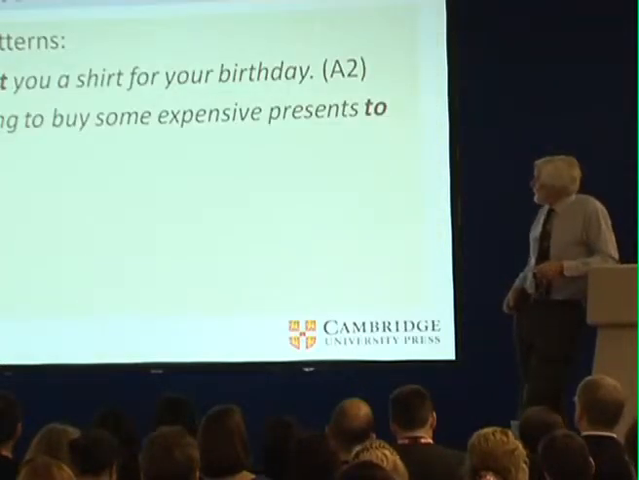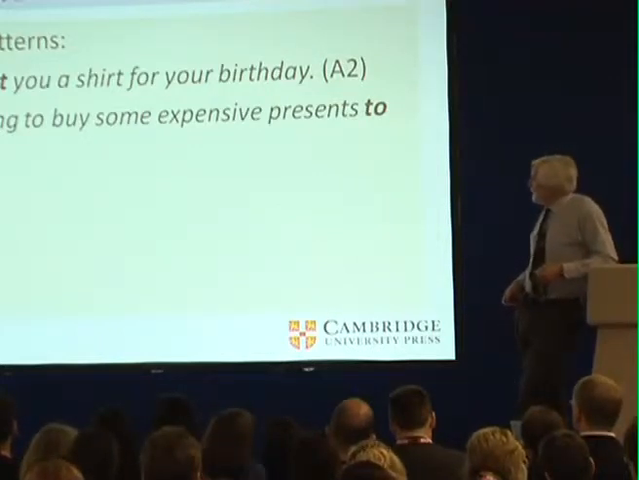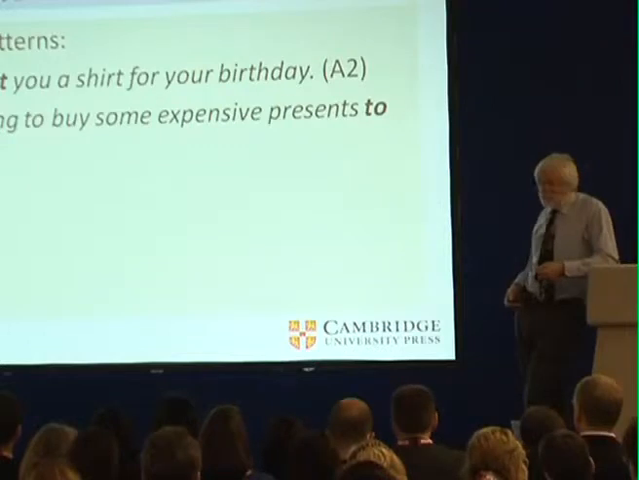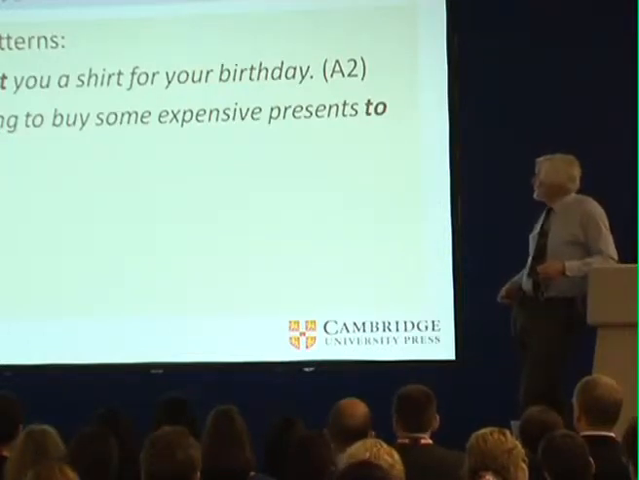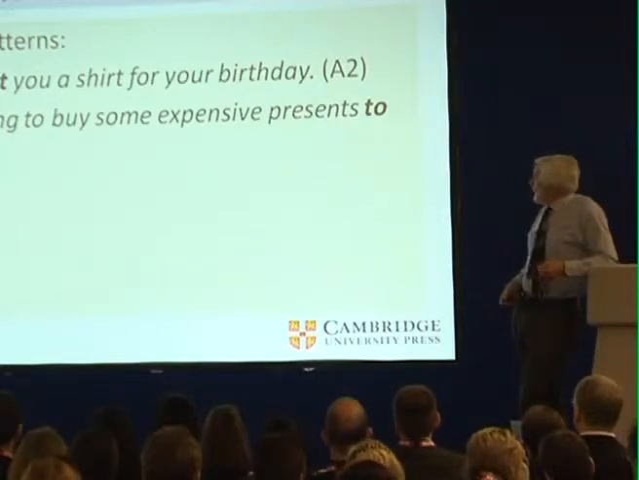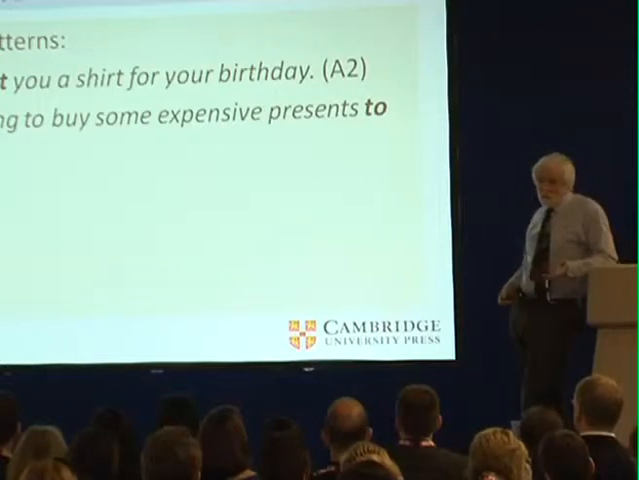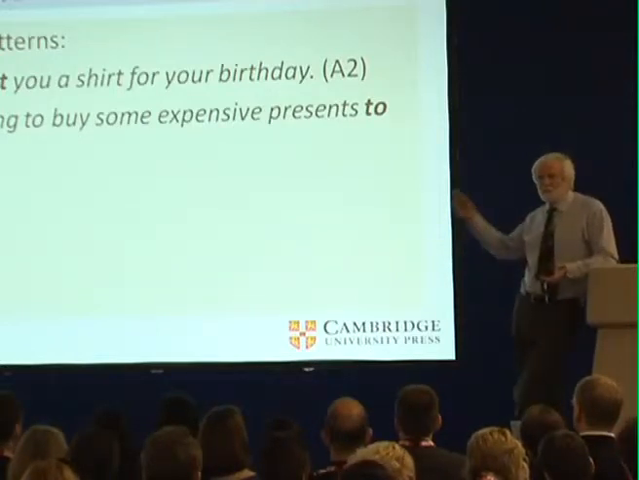And here are some of the examples with buy, and our same old friends are coming up. I bought at you, that's a nice one, isn't it? I bought at you a shirt for your birthday. That's an A2 error, prepositional error. And at B1, we're going to buy some expensive presents to him. And then after that, it seems that buy ceases to be a problem.